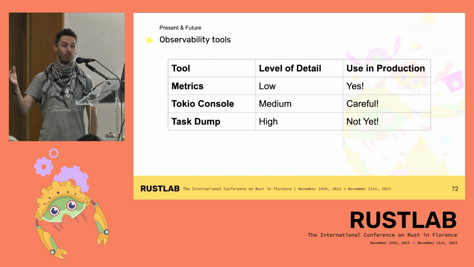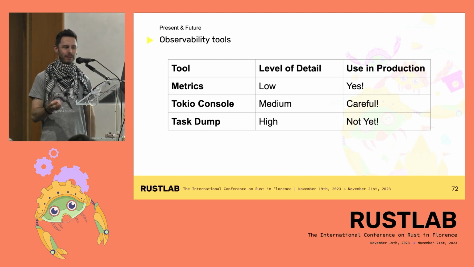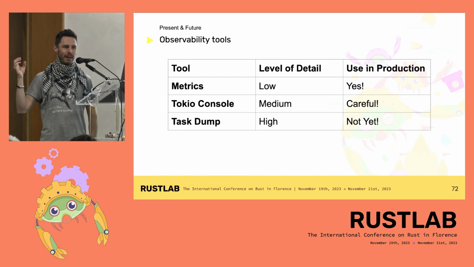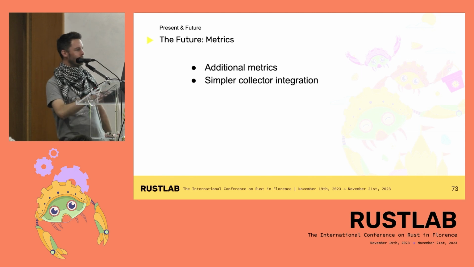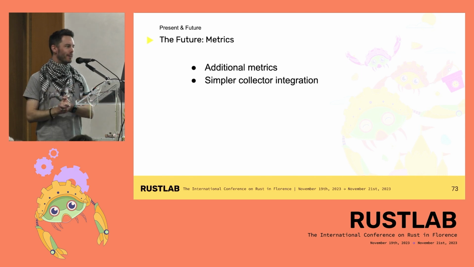Task dumps gives you a really, really high level of detail. I wouldn't use it in production yet. As I said, I really think that task dumps is something that we could have enabled to be running in production to use when there's a problem. But maybe not yet. It's up to you though. You're all adults. So what about the future of these tools?